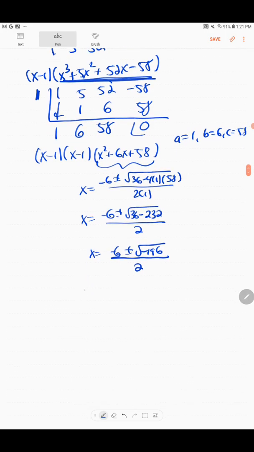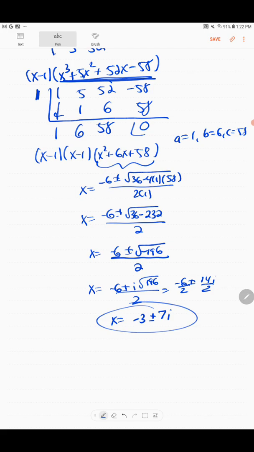So let's see if we pull that out. Let's see if we can simplify this a little bit. This will be i. Let's see, 16 doesn't go into it, but this is actually 14 squared. So this will be minus 6 plus or minus 14i. Each of these is over 2, so it looks like the other 2 zeros are minus 3 plus or minus 7i. Okay, that's from the quadratic formula.